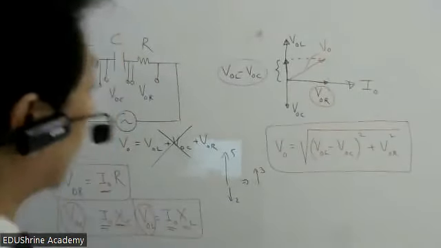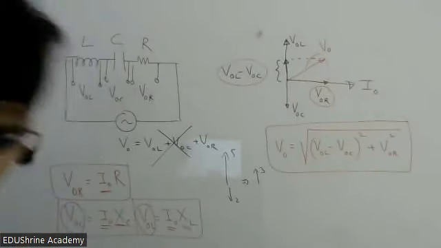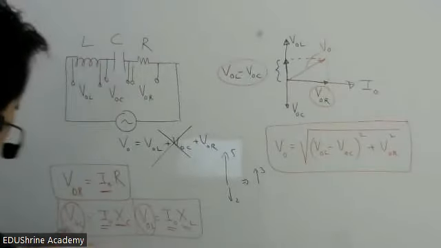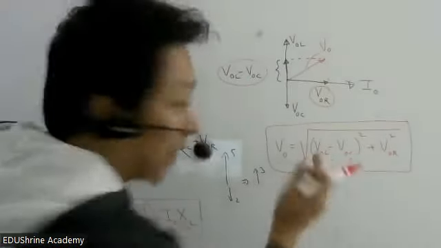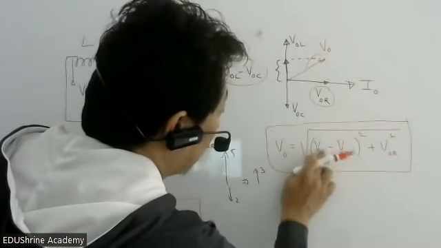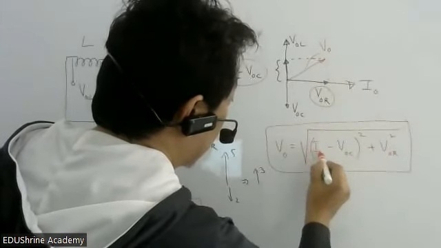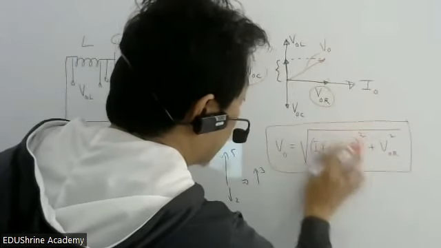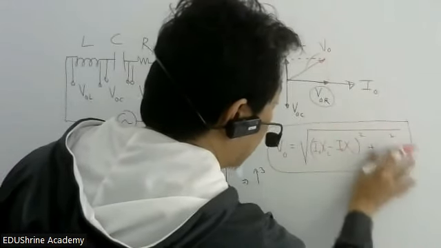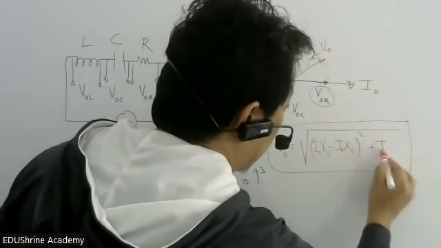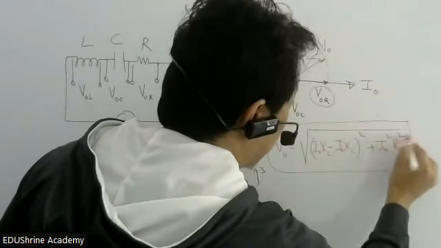Okay, now let us try to find the current. For the current, we'll substitute for all these V0R, V0C, V0L here. What is V0L? I0 into XL. What is V0C? I0 into XC. V0R? I0 into R. So if you square it, I0 square R square.